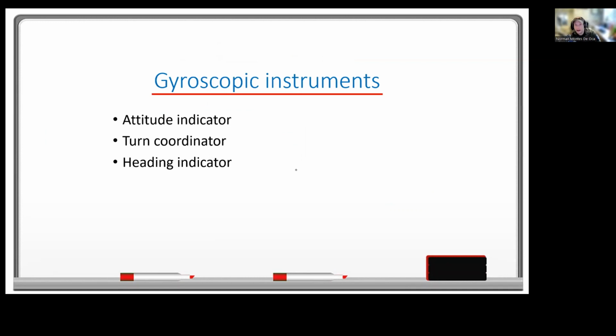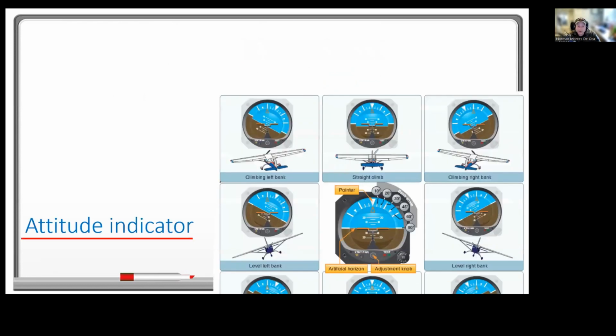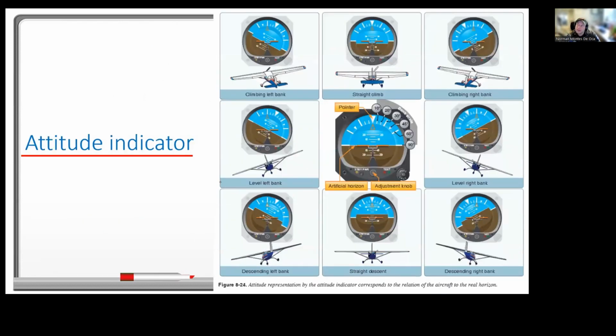Let's talk about our gyroscopic instruments. The three gyroscopic instruments that we're going to learn about are the attitude indicator, the turn coordinator, and the heading indicator. Now, the attitude indicator, I like to think of it like flying a video game. You've got your airplane here in the center, and the ground is brown, the sky is blue, and it also gives us indications of our angle of bank.